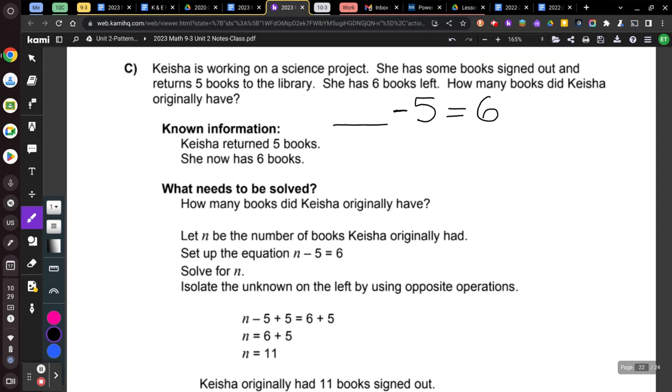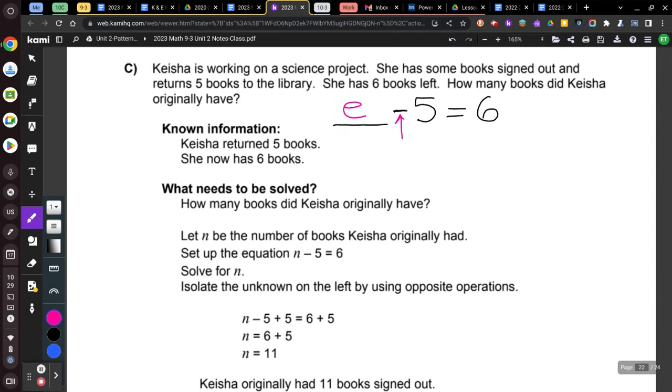All right, so we have an unknown again. Our unknown can be any letter you want. You could use the letter E, F, G, doesn't matter. So I have E subtracting 5. The subtract 5 means you took numbers back to the library.